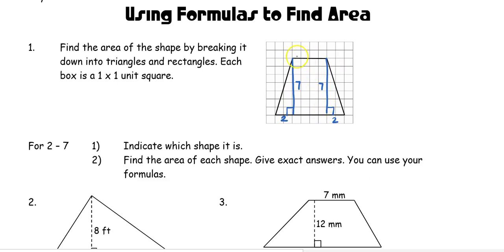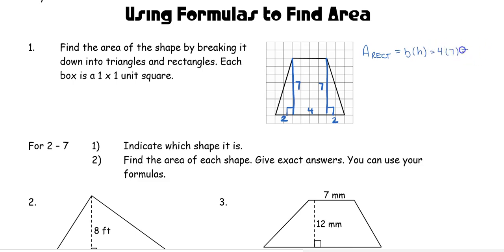In the middle I have this rectangle. The height of the rectangle is 7. The width is 1, 2, 3, 4. So we can break this down into a rectangle. If I have the area of a rectangle, we know this one. That's just going to be base times height. And the base is 4 times the height of 7.